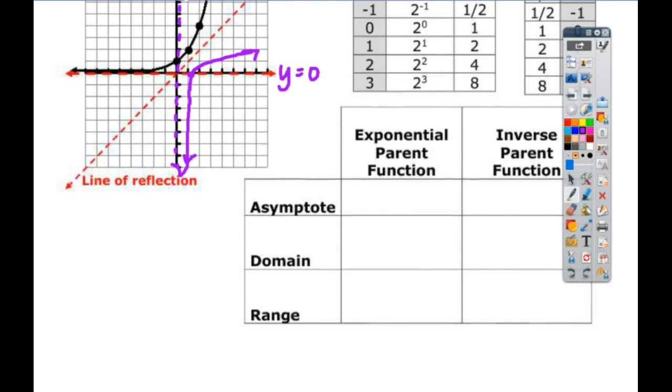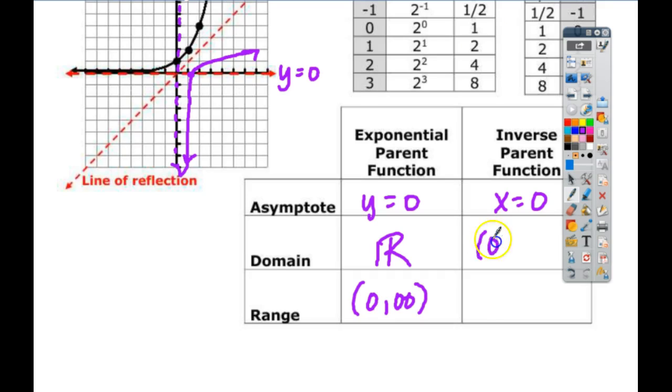So if we fill in, on the exponential, we had y equals 0. On the inverse, we have x equals 0. The domain was all real numbers and the range was 0 to infinity. If I'm switching the x and the y, then the range is going to become the domain, right? The y's will become x's. So the domain is 0 to infinity, and the range will become all real numbers. We switched them.